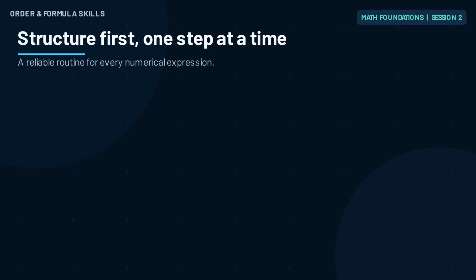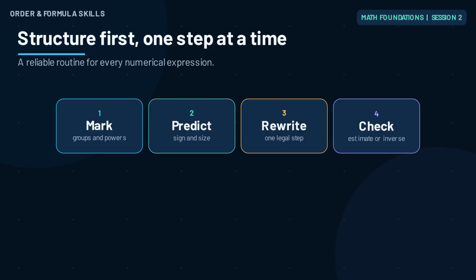Use this calm routine on every expression. First, mark groups, powers, roots, and signs. Second, predict the likely sign and size. Third, complete one legal operation and rewrite. Fourth, check with estimation or an inverse operation.